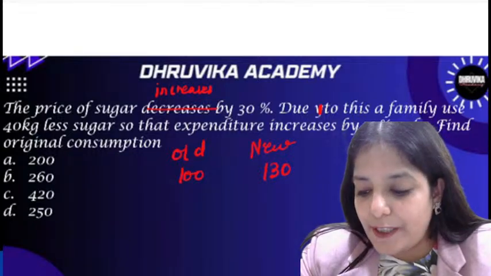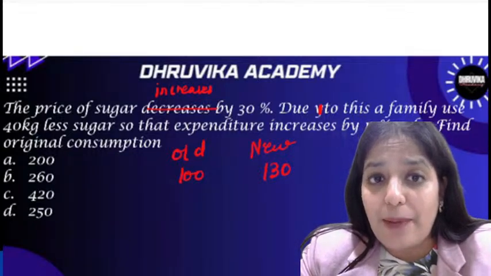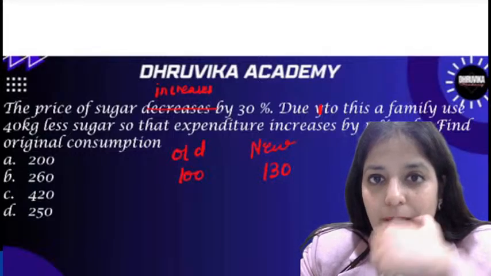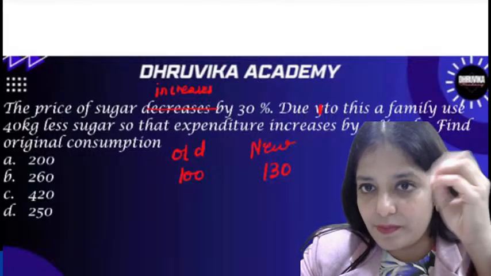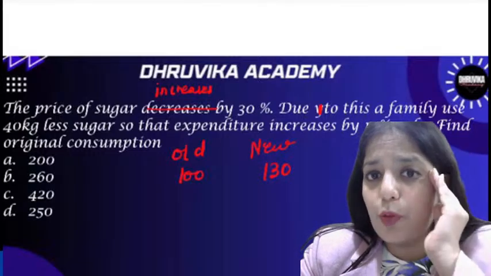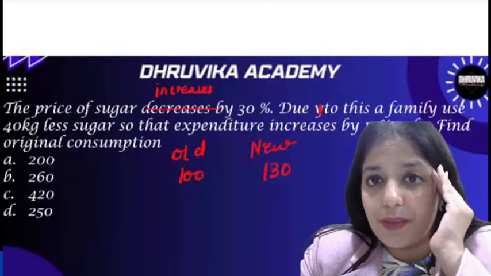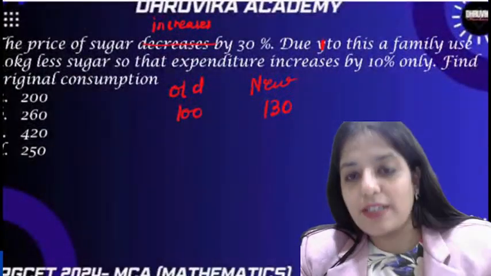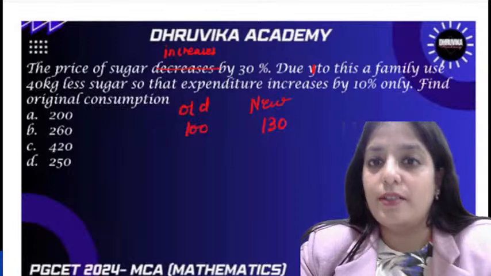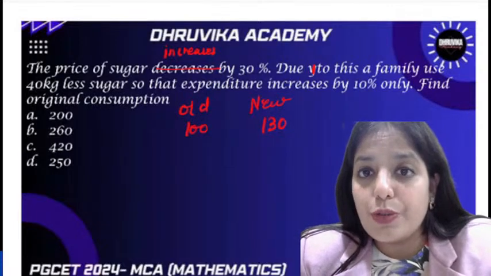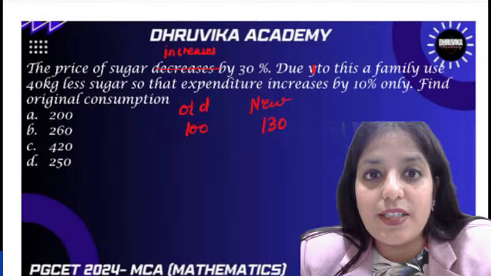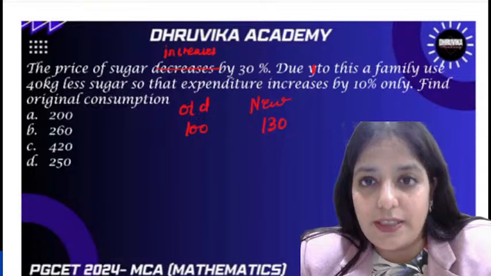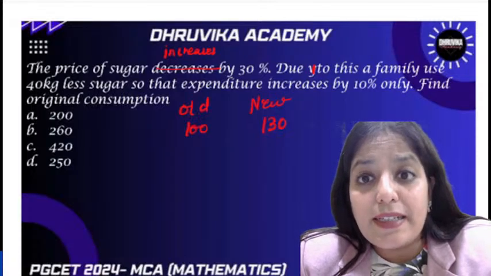So what is happening? Due to this, a family uses 40 kg less sugar. Price has increased. If we consume the same quantity, our expenditure will also increase by 30%. But what are they saying? The family has reduced the consumption. That means consumption is not constant, right? So due to this, a family uses 40 kg less sugar, so that expenditure increases by 10% only.